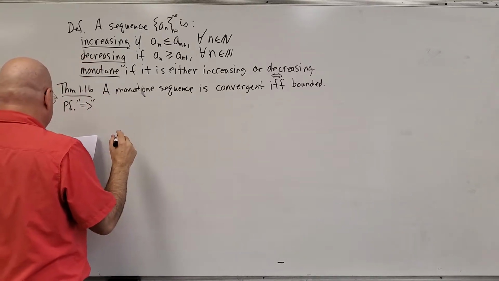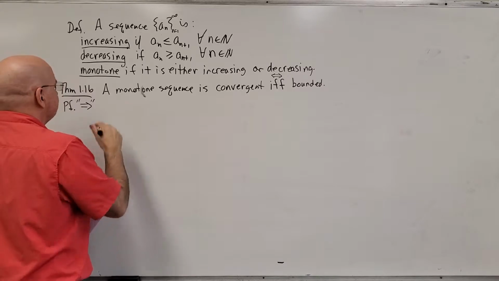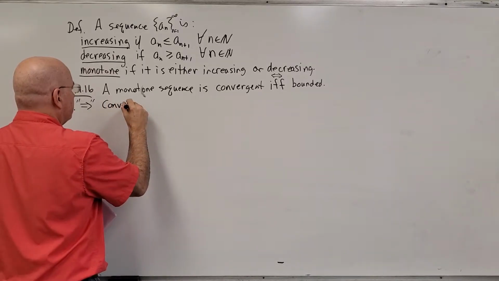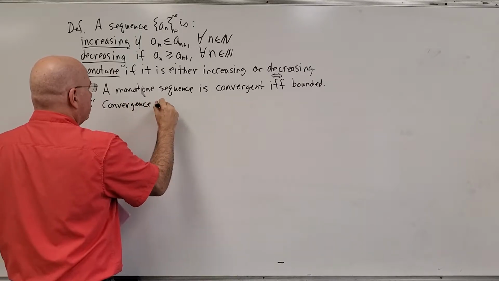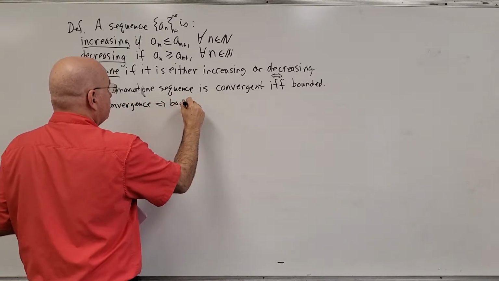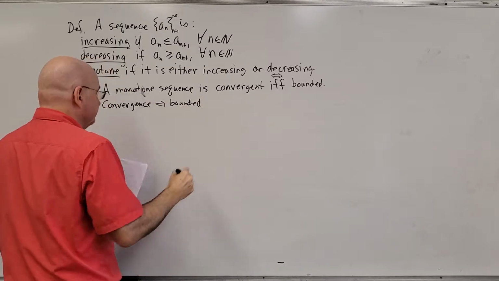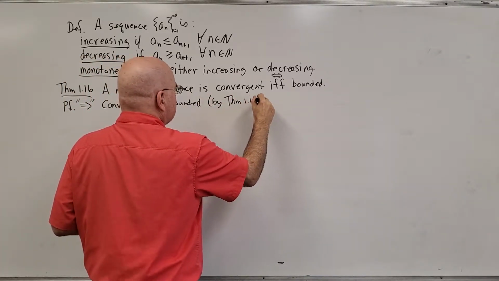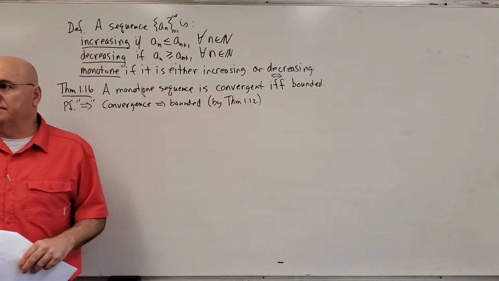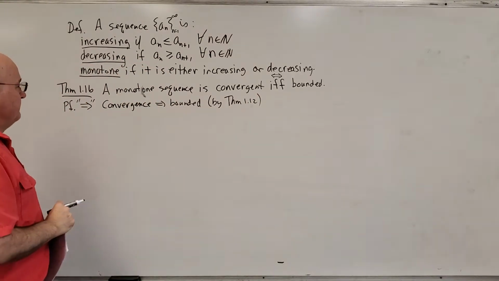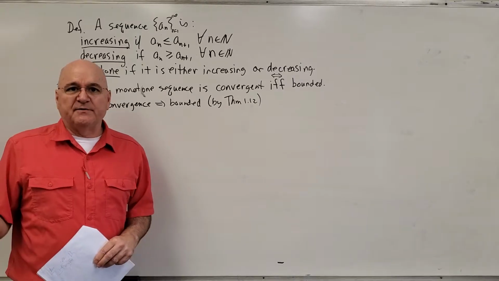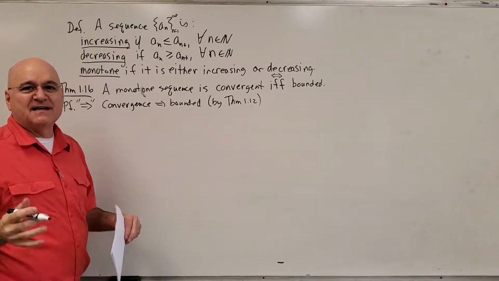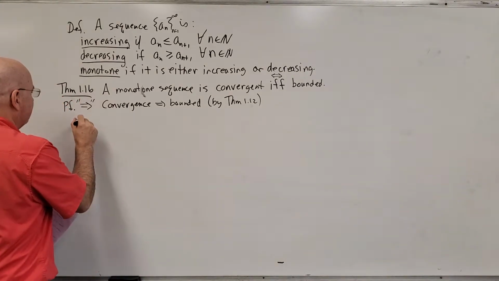A monotone sequence, I don't even need to create a sentence in this case. I'm just going to say convergence implies bounded. And that's by Theorem 1.12. That was an easy case to prove. Every convergent sequence is bounded. So we've got half of the proof already done. Now the other half is going to take about 5 lines, but that's all right.